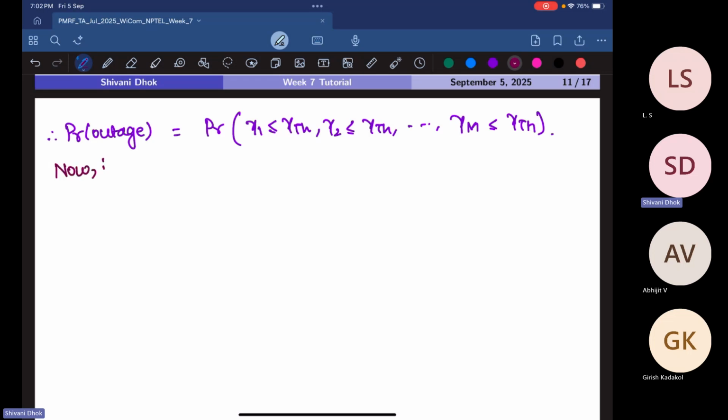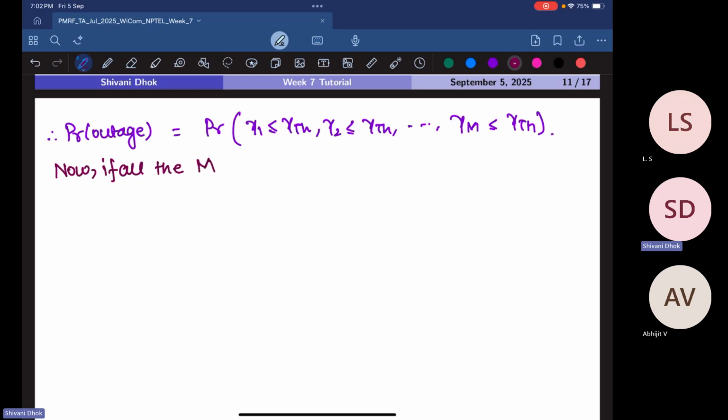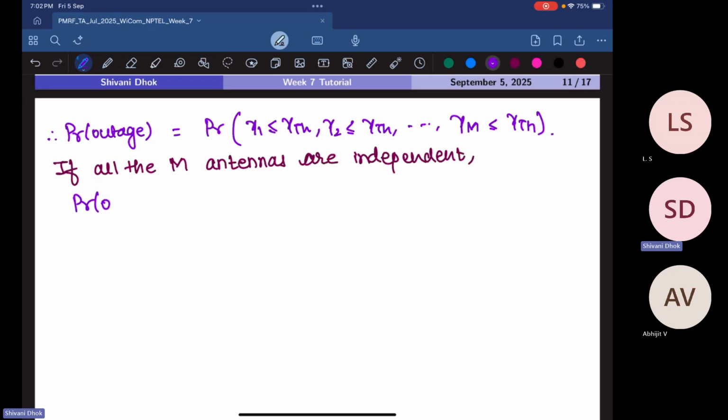But now, if all the M antennas are independent, then the probability of outage is equal to the product, over i equal to 1 to M, of the probability that your gamma i is less than or equal to your gamma th. Okay, now this is the first thing.